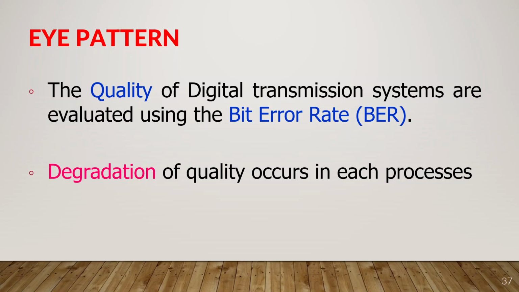So, before going to see what is the eye pattern and how it is plotted, and with the help of the eye pattern how to analyze the degradation of digital transmission systems, we need to know why it is called the eye pattern. Since this plot used for analysis resembles a human eye, it is called the eye pattern or eye diagram.